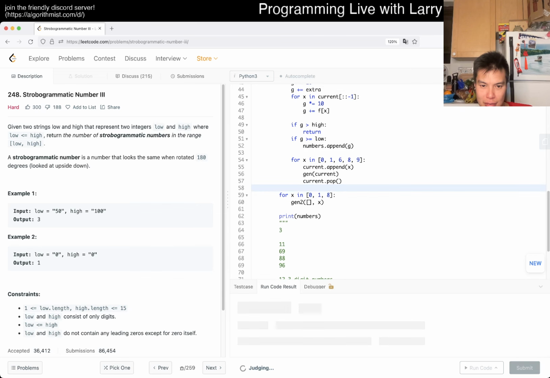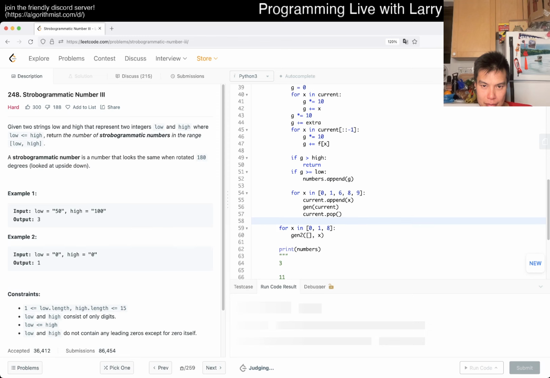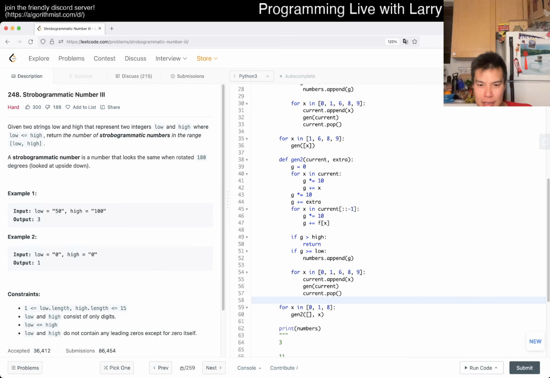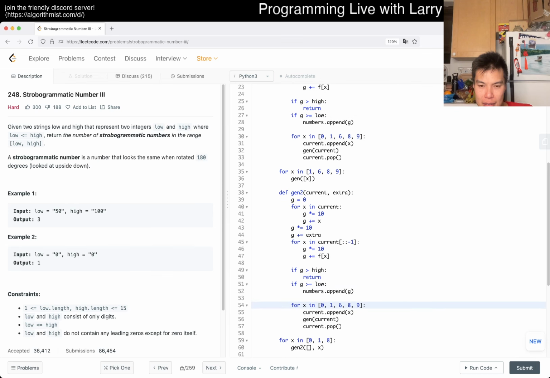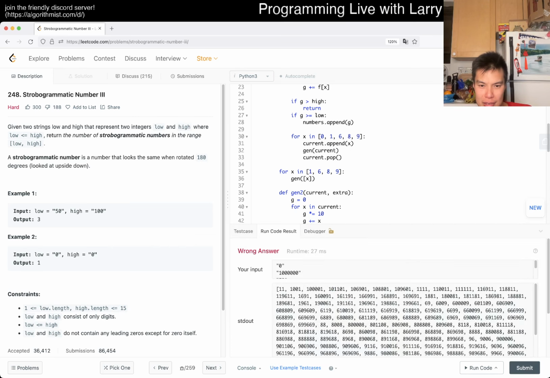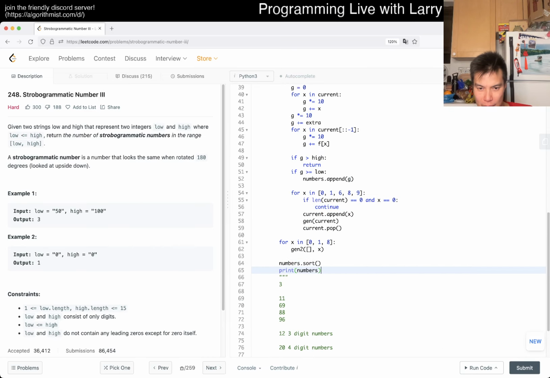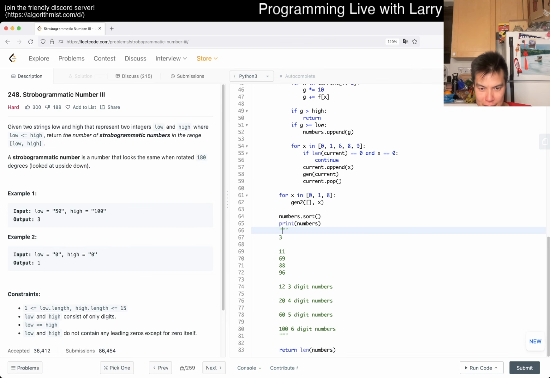Yeah, let's try it again. Well, infinite loop somehow. Well, not loop, but why is that? We shift, we add. This one is a little bit awkward. Because, yeah, if length of current is equal to 0 and x is equal to 0, we continue, I think. There we go. I mean, it's wrong, but at least it's something. Yeah, let's sort this and then we can see where I'm going wrong. I guess I don't need this anymore.